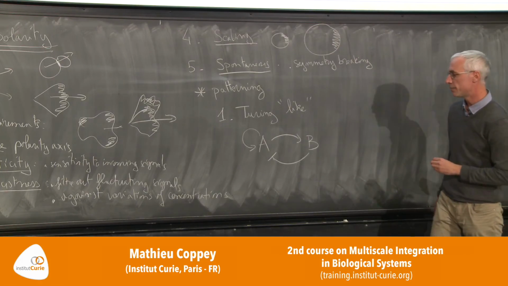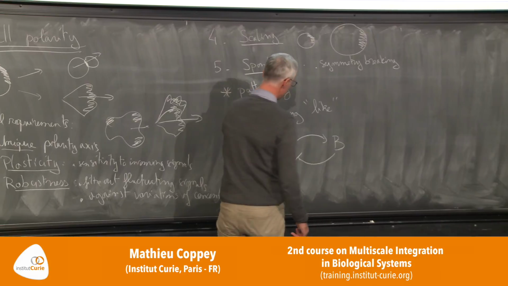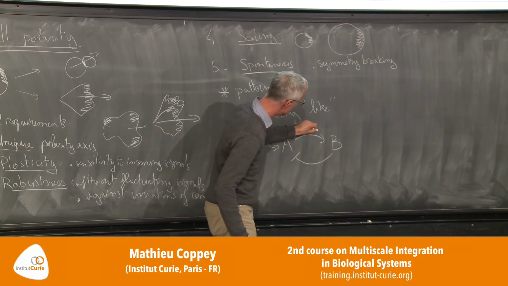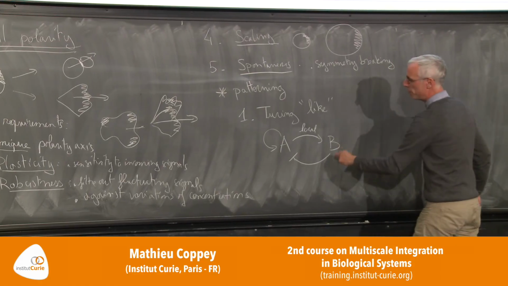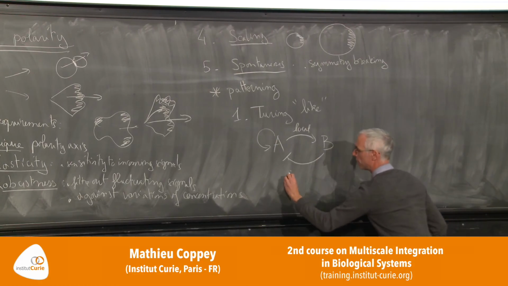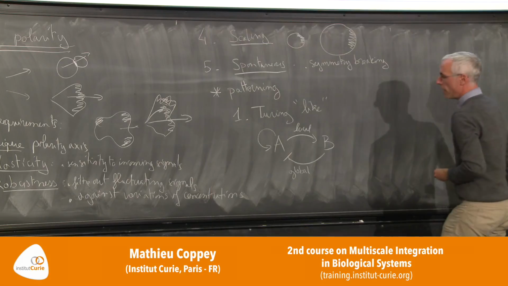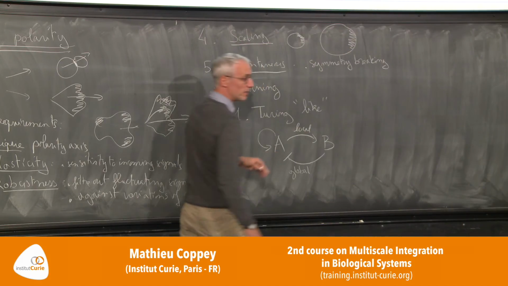And the whole idea of Turing was to say that actually this production from A to B is something local, and the inhibition of B to A is something that is global. And you will see why this is important. And how you make that happen, actually.